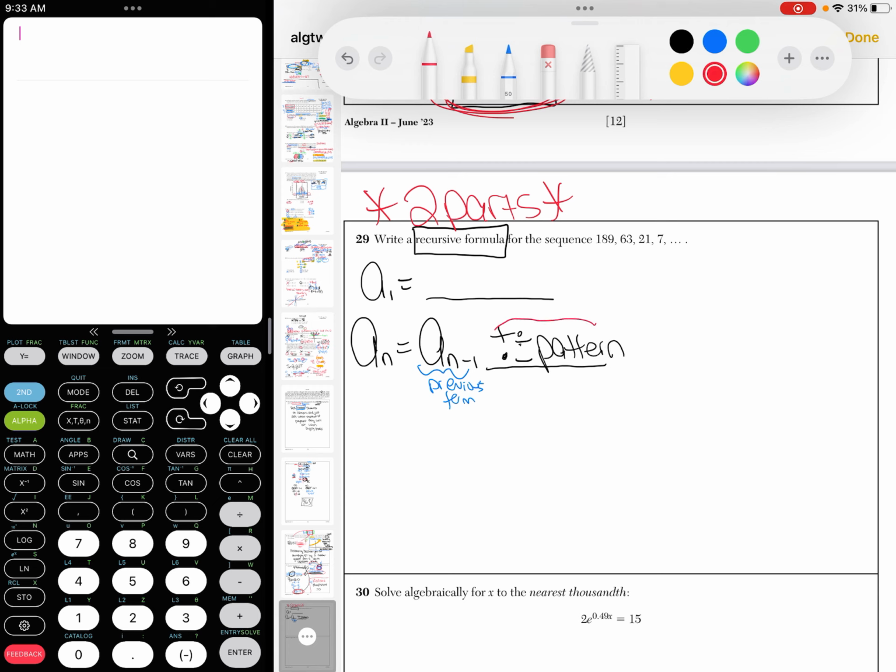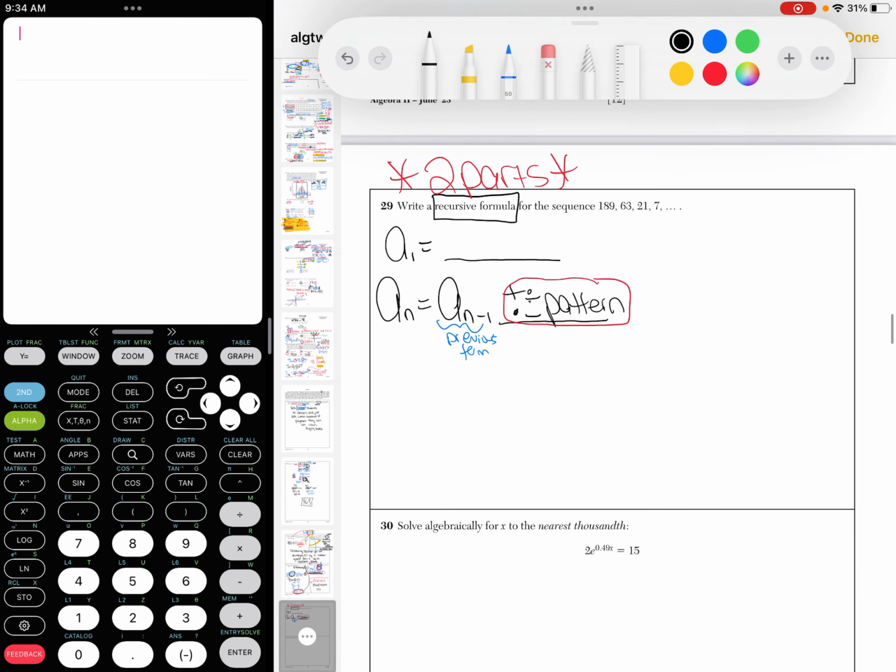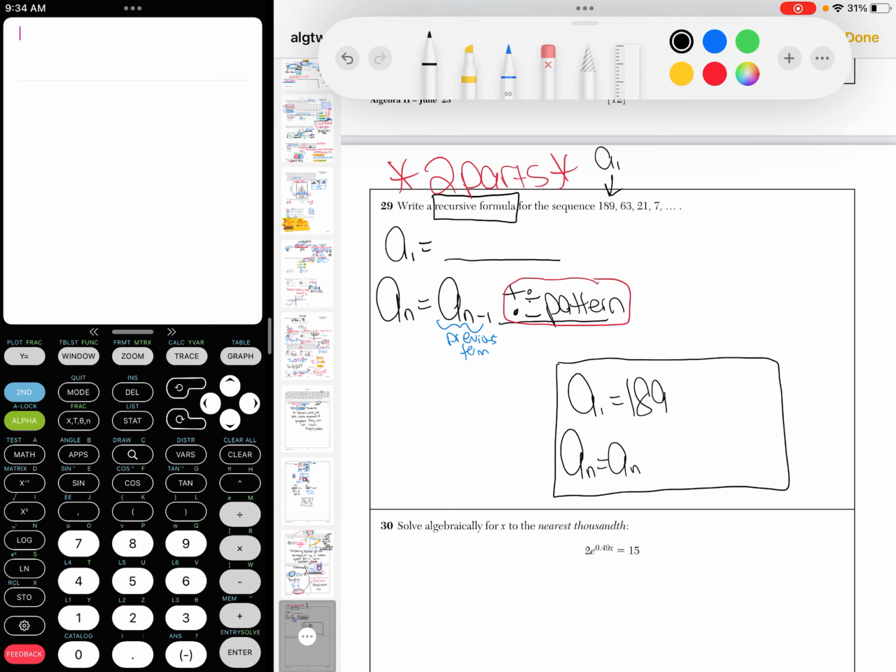So whatever this is going to change depending on what the actual sequence is. But that's the overall idea of the formula. So I'm going to start with A1. It's the easiest part. When I'm writing my answer, A1 equals the first term, which is right here, 189. This is my A1 because it's the very first term. Now to set up the second part, it's always going to be AN equals AN minus 1.